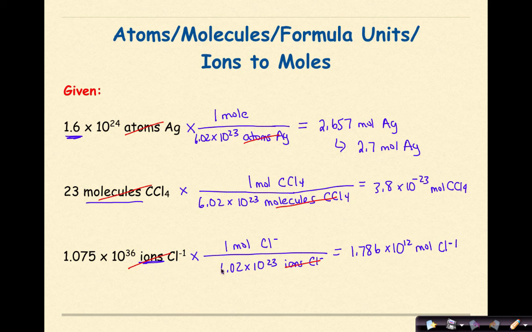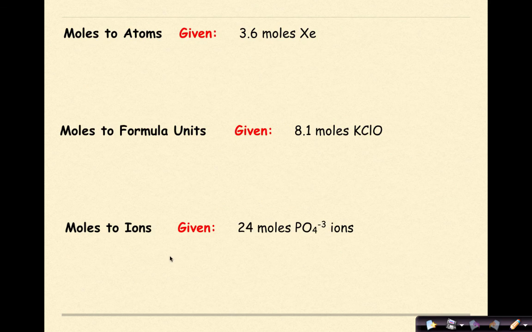So again, I made sure that I wrote everything out. I make sure that my units cancel. I'm left with the unit that I want in the end. And this is a review of converting atoms, molecules, and ions into moles. So when I see these words, that's a big trigger to use Avogadro's number. Let's do some more examples.